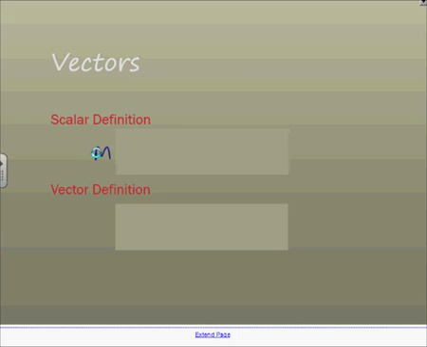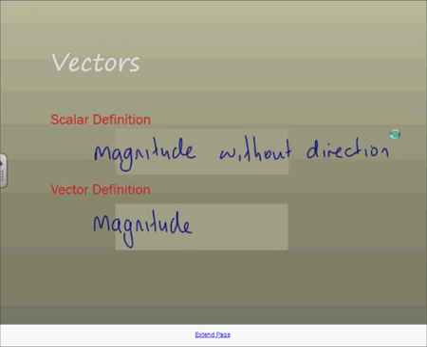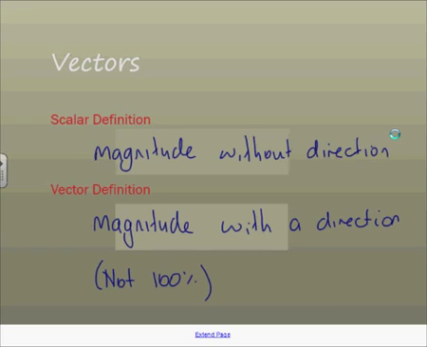Scalar is essentially a magnitude without direction, whereas a vector is something that has a direction. So, what is a vector? Well, a vector is something that has a magnitude with a direction. Okay, well, these are not the proper definitions. Please, can you find a better one using a dictionary?